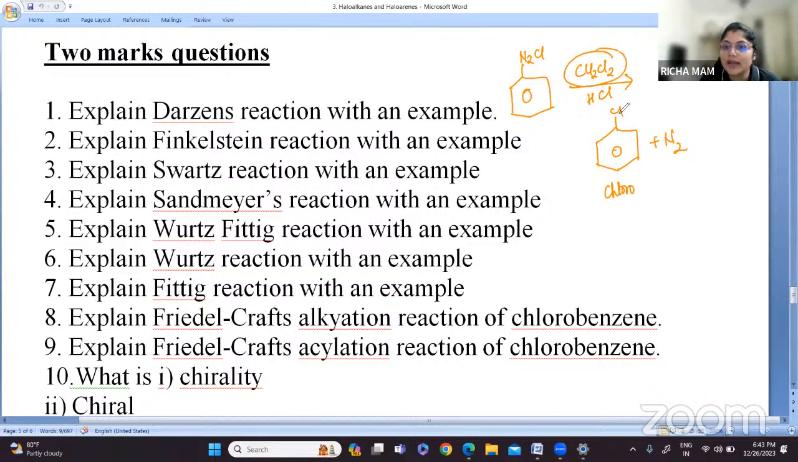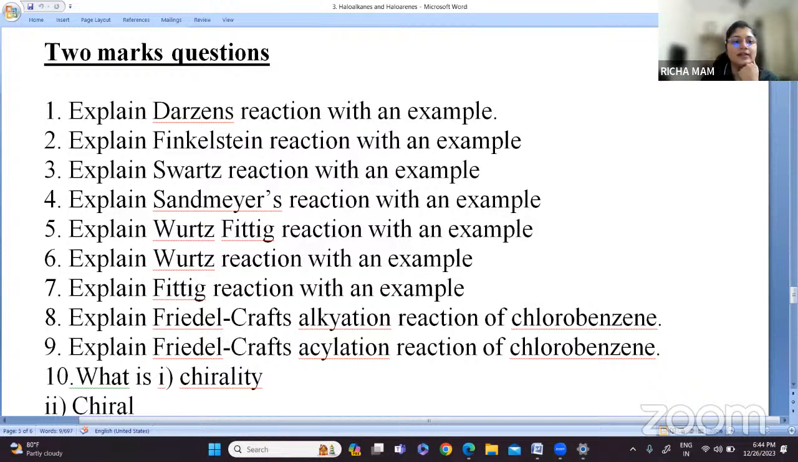If I want to prepare my bromobenzene, I have to take here cuprous bromide, Cu2Br2. Fine. So chlorobenzene or bromobenzene can be prepared by treating the benzene diazonium chloride with cuprous chloride in HCl, or cuprous bromide, Cu2Br2, in HBr. If I want to prepare bromobenzene, plus N2 will be formed. So this is Sandmeyer's reaction.